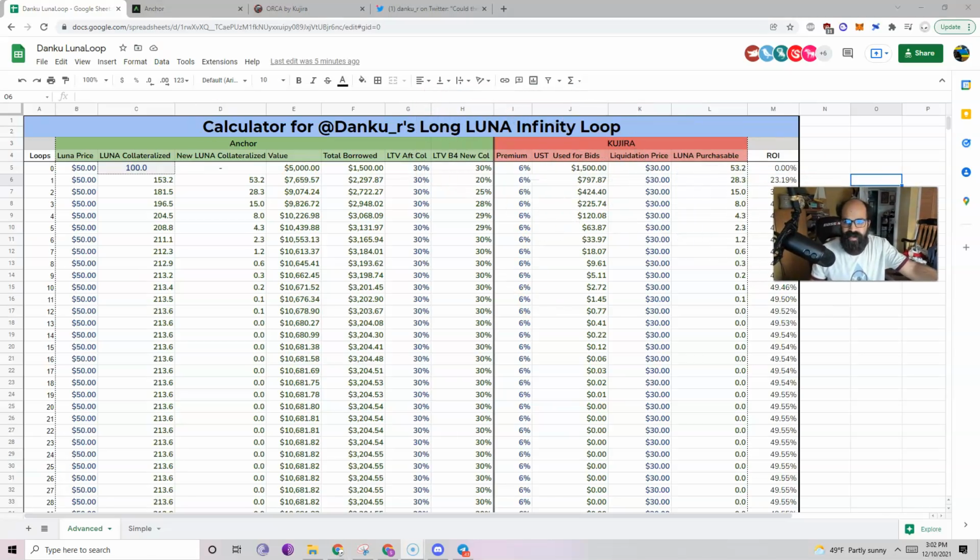So here, I've set up the whole mechanism with 0 loops. At 0 loops, let's just say the price of Luna is $50, and you've collateralized 100 Luna. So you have $5,000 of Luna collateralized. You borrow 30% against that. So you borrow 1,500. You take that 1,500 over here, and you're aiming for the 6% premium. And let's just say, for the sake of this, the liquidation price is $30.